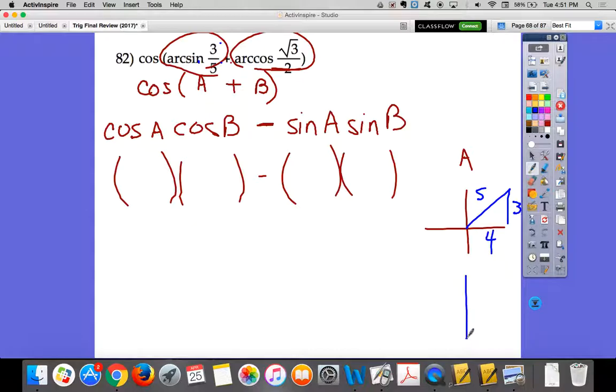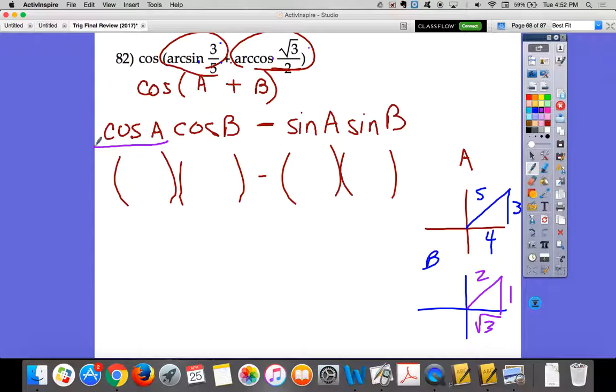So now let's draw out the picture for B. B says cosine is positive square root of 3 over 2. So it's got to be in the first quadrant. And the adjacent side is square root of 3. The hypotenuse is 2. So this is a special unit triangle. The opposite side is 1. So we should be able to get our information from these pictures.